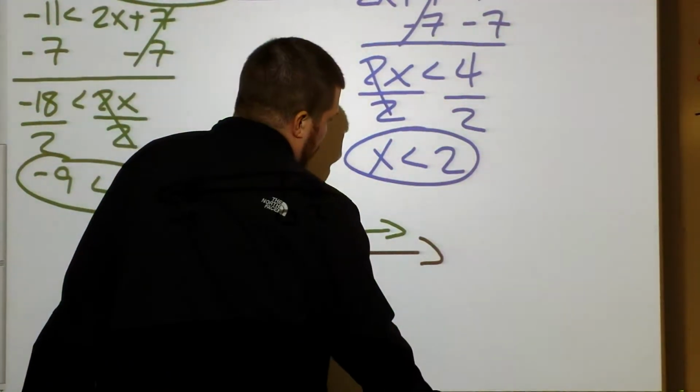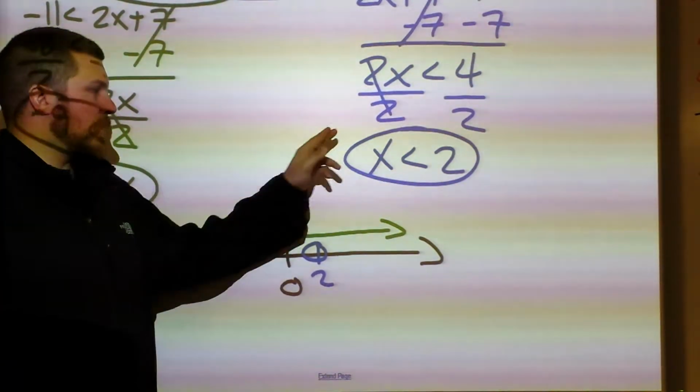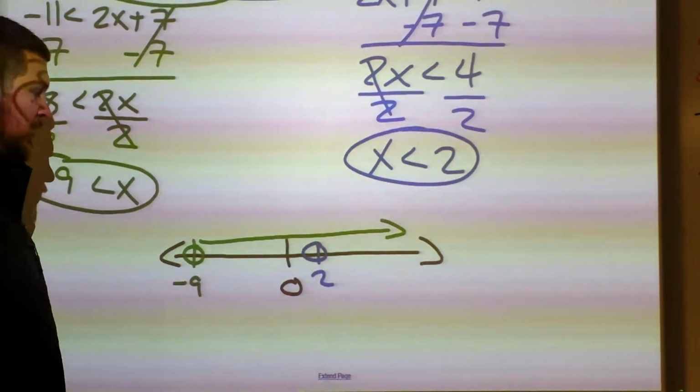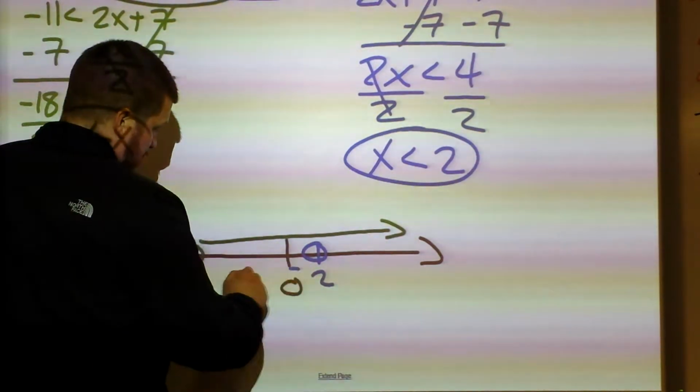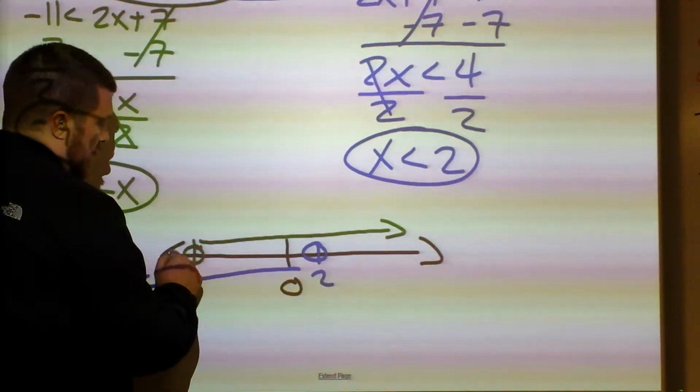Alright, now I'm looking for all numbers where x is smaller than 2. Again, use 0 for your test point. 0 is less than 2. That obviously makes sense, so everything to the left of 2 is going to also work. Okay, again, all I need now is to graph.